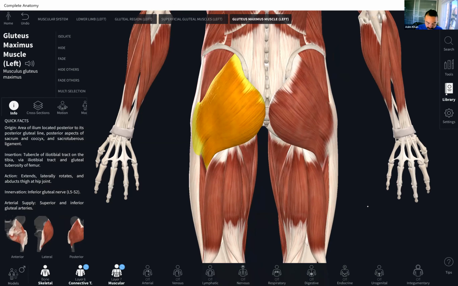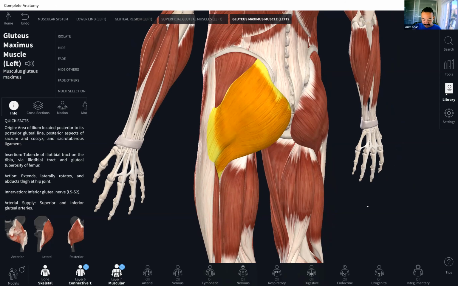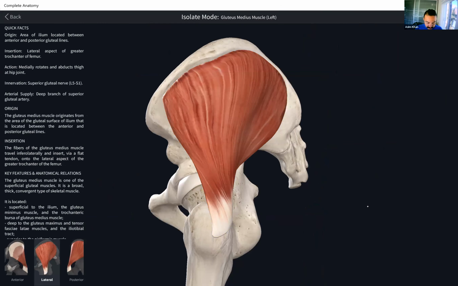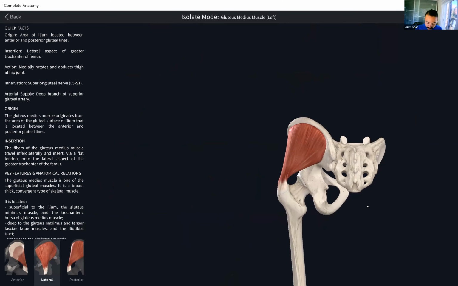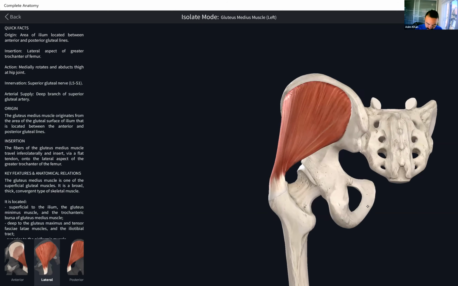There's the gluteus maximus. You can see the gluteus medius a little bit, but we'd have to dissect out the maximus to see it better. So let's do that. There's gluteus medius, attached to the greater trochanter.